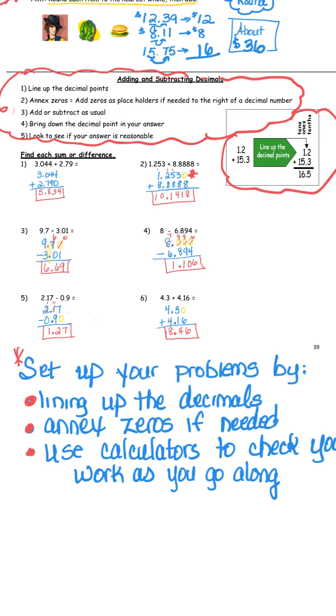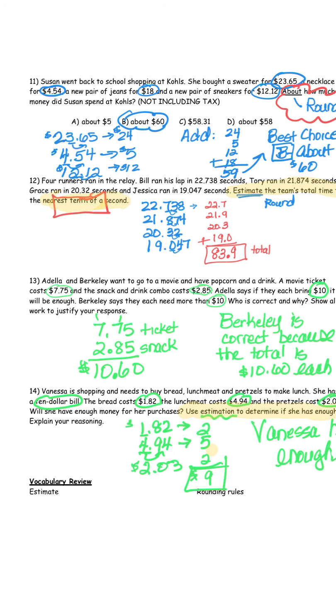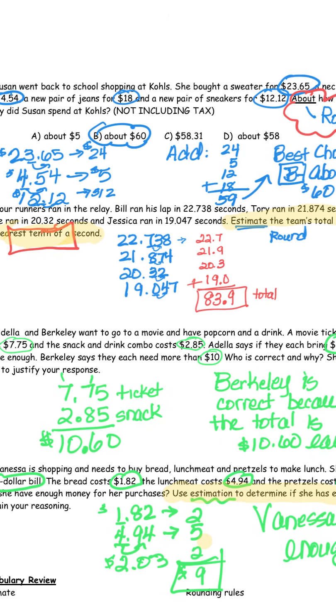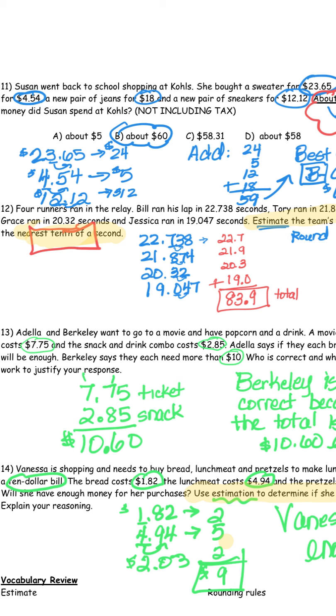Now, something else I wanted to bring to your attention is we're going to go back and look at the previous page and just check your work from last night if you didn't already. Here are the answers again for page 38. The best choice for number 11 was B, 60. It did round to 59, and then the best choice was 60.